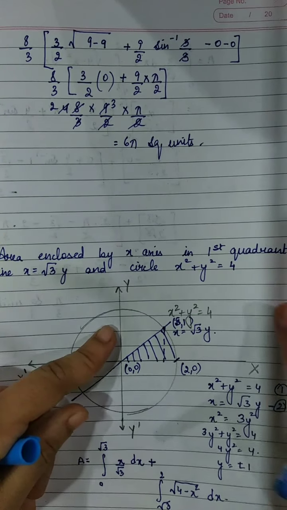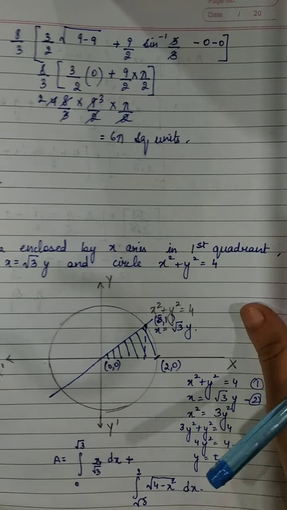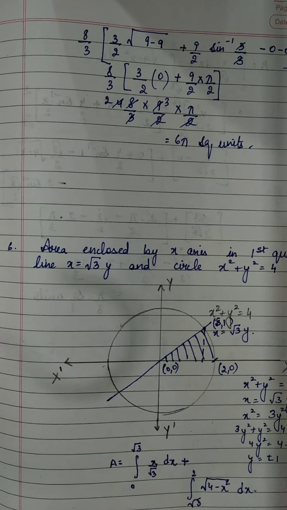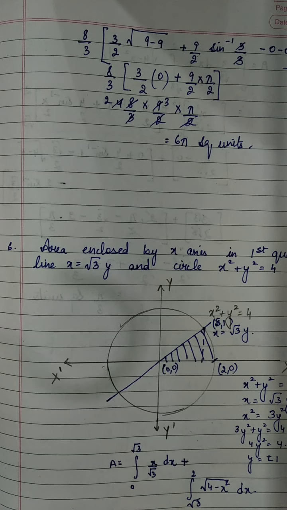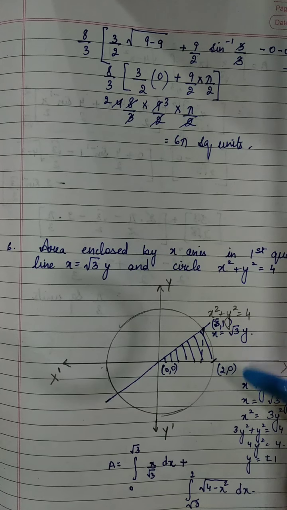I hope that's clear, right? With this we come to question number 6. In question number 6 we have: find the area of the region in the first quadrant enclosed by the x-axis, the line x is equal to root 3 y, and the circle x square plus y square is equal to 4.